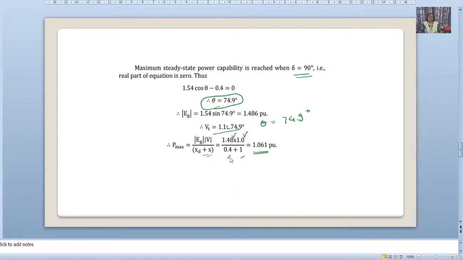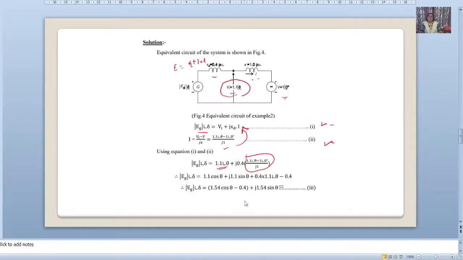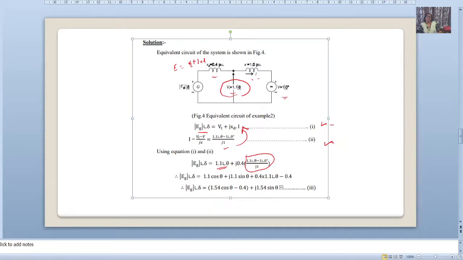Now in this equation, why have we taken that maximum steady state power capability is reached when del equals 90 degrees? Because the real part of this equation is 0. So 1.54 cos of theta minus 0.4 is equal to 0, and from this we get theta. The real part will be equal to 0 in Eg at an angle of del. In equation number 3 we have considered this real part.